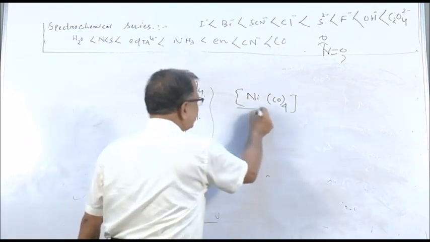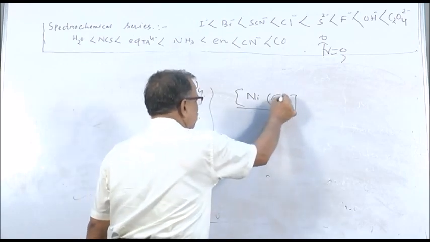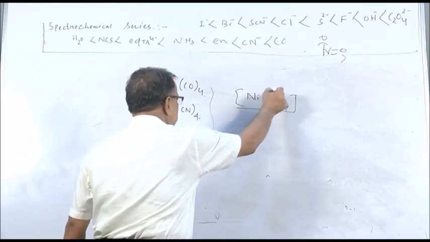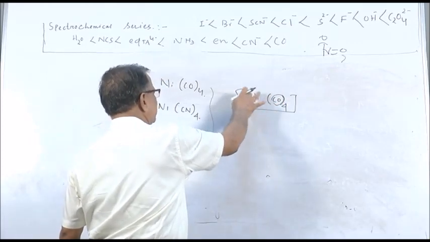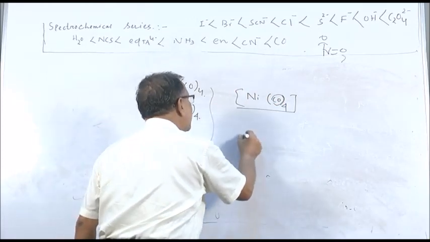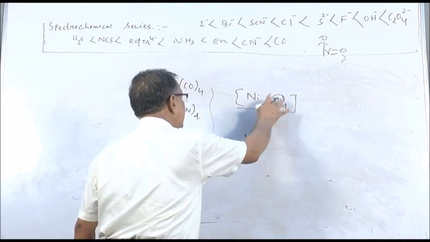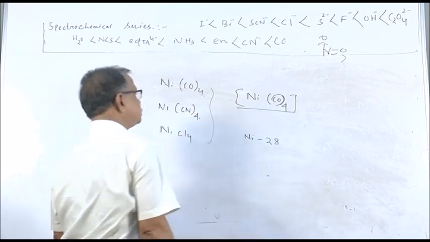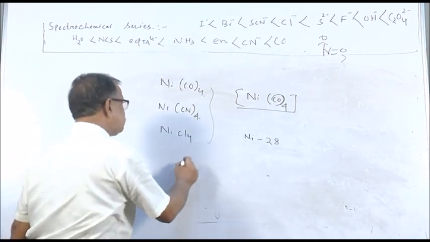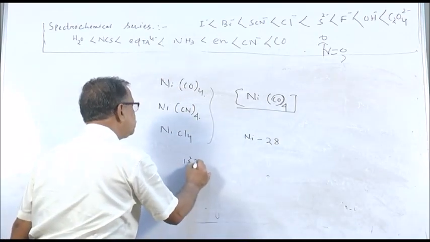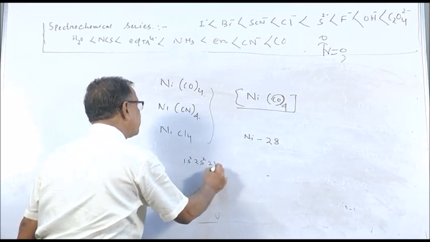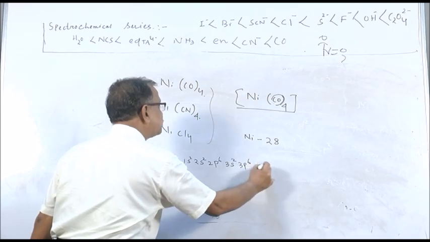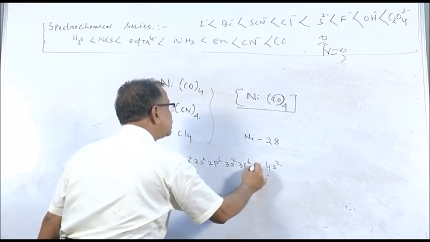In Ni(CO)4, the lone pair electrons available on the CO overlap with nickel. The atomic number of Ni is 28. The electron configuration is 1s2, 2s2, 2p6, 3s2, 3p6, 4s2, 3d8.